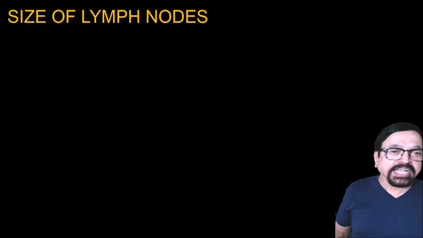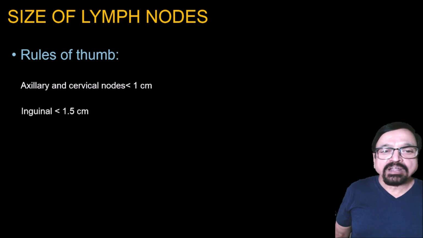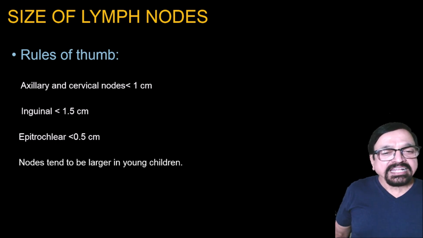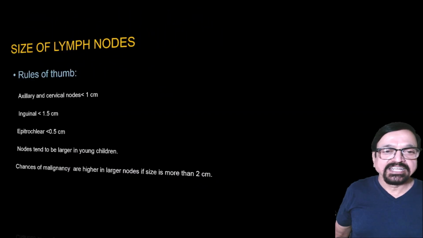Then first come to the size of the lymph node. The rule of thumb: axillary and cervical nodes more than 1 centimeter are always to be thought of as malignancy. Inguinal 1.5, it is just incidental supportive information which you may need somewhere else. Then epitrochlear, these you can go through because this is a general thumb rule. We have to mention all nodes to be valued and what should be their maximum size.